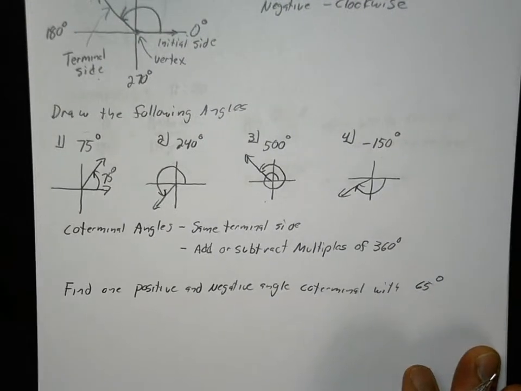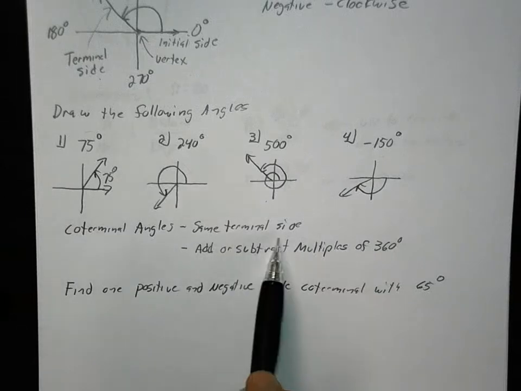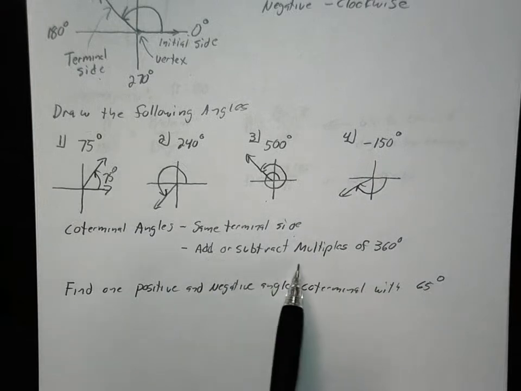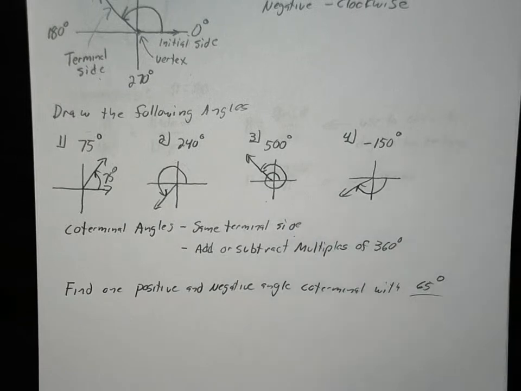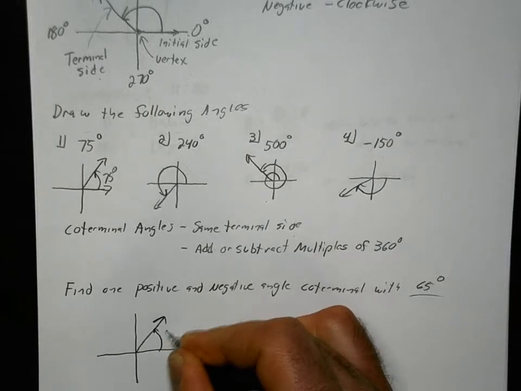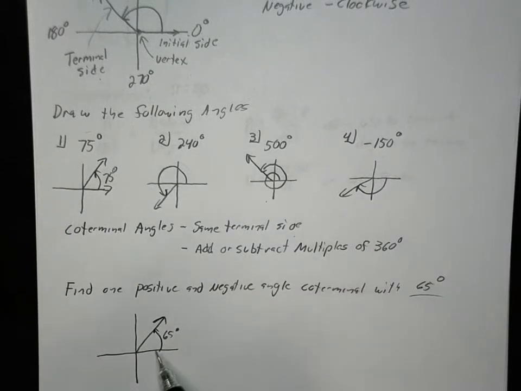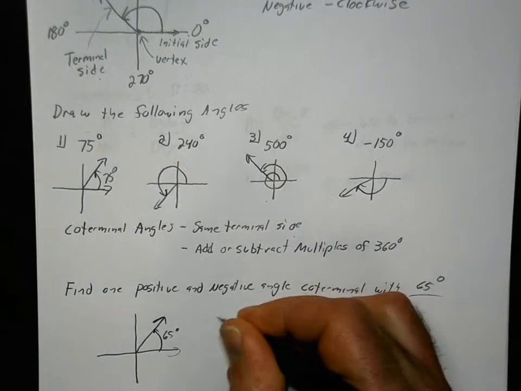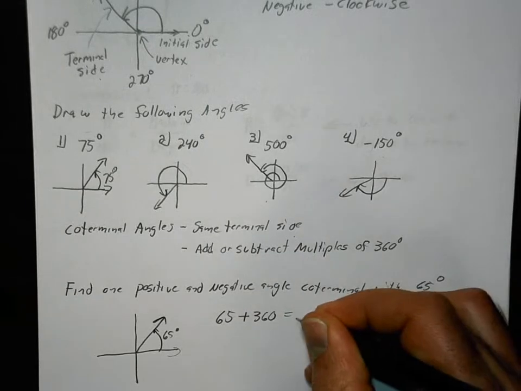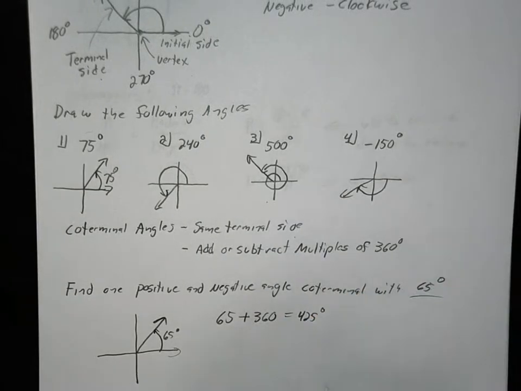Okay, another term here, coterminal angles. It's the same term, it has the same terminal side, and we find coterminal angles by adding or subtracting multiples of 360 degrees. Okay, so if I have an angle at 65 degrees, that angle is going to be right here somewhere. What angle would I get that's exactly the same as 65? So I can add 360, and that would be 425. So this angle would be coterminal because it ends in the same place. It goes around the circle one extra time.